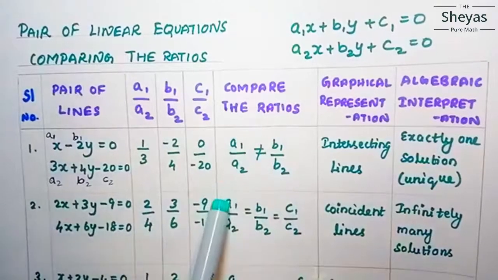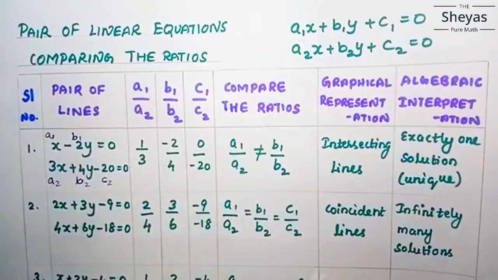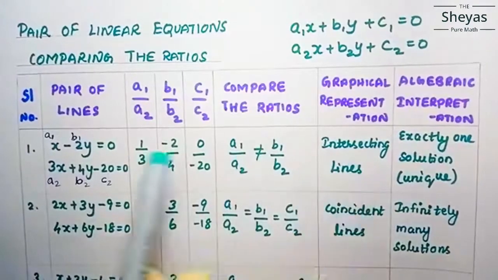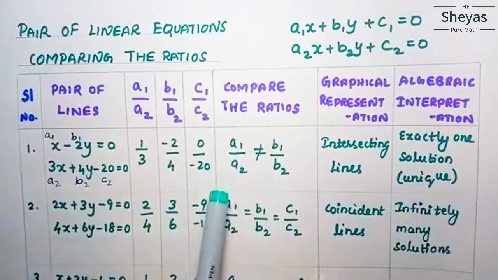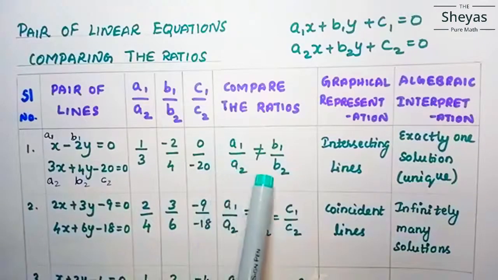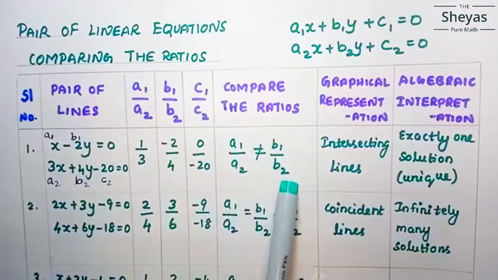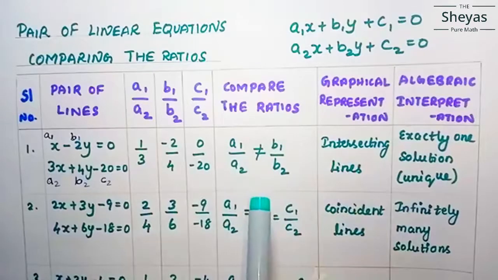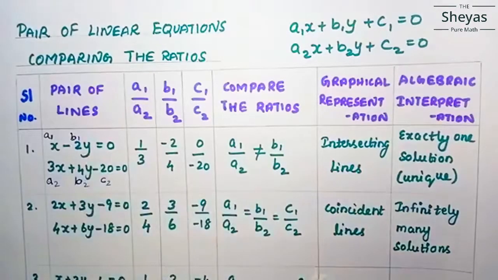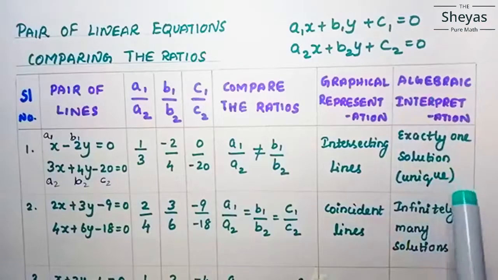If this condition occurs, then the graphical representation of those two lines will be intersecting lines. Okay, so if you are getting this a1 by a2 not equal to b1 by b2, then graphically we can say that these two lines are intersecting lines. And what will be the algebraic interpretation? We can conclude that this has exactly one solution, that is unique.